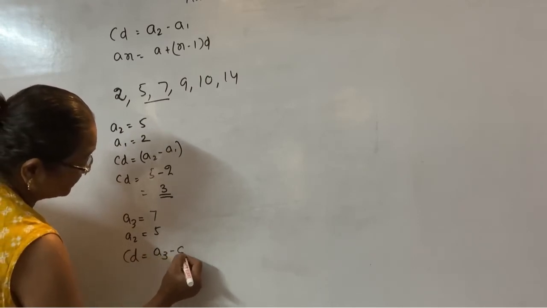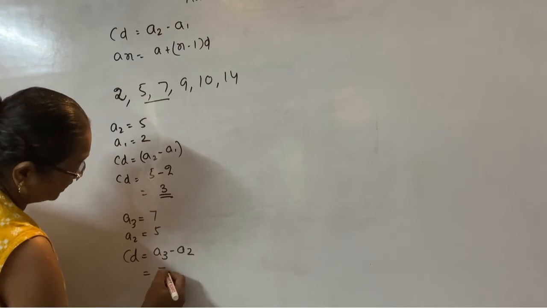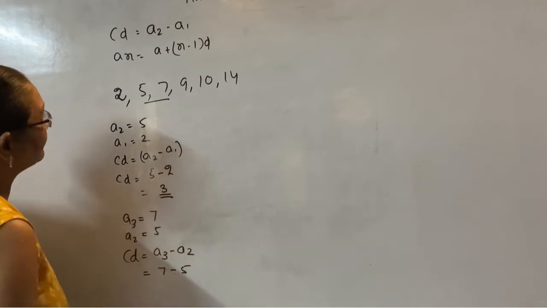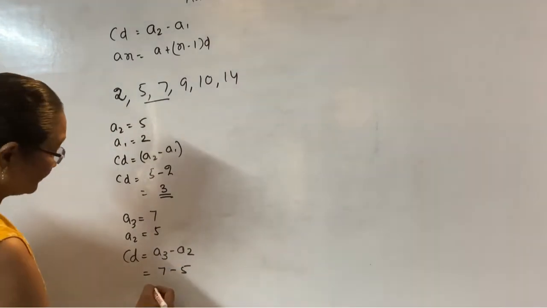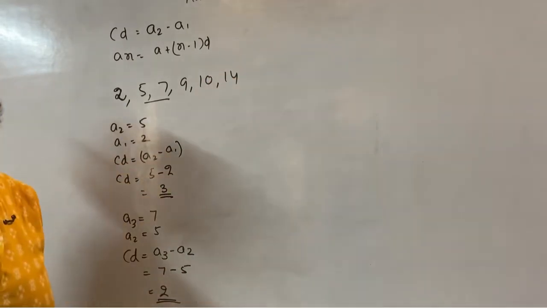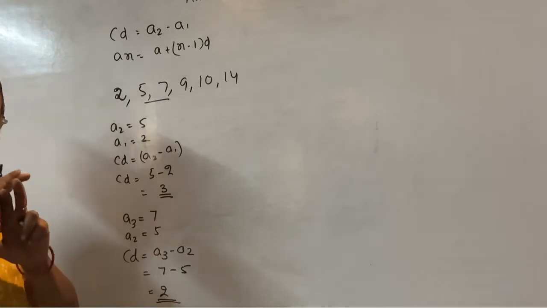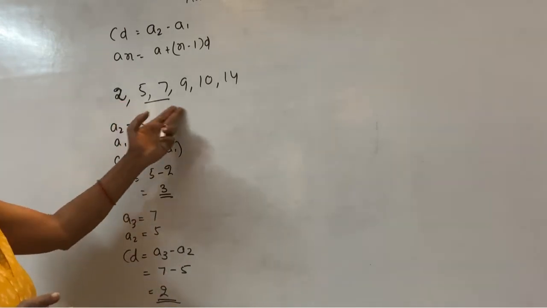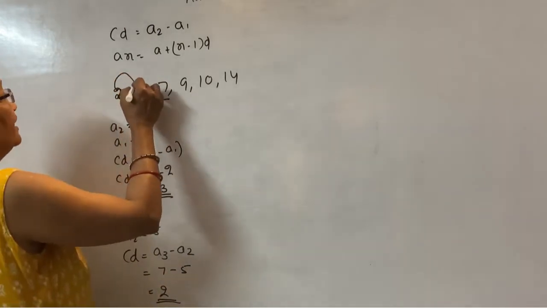a3 minus a2, a3 is what? 7 minus a2 is 5. Okay, now 7 minus 5 is 2. और आगे बढ़ने की कोई जरूरत नहीं है, क्योंकि हमको यहाँ ही पता चल गया. अरे ये दोनों का डिफरेंस क्या आया?